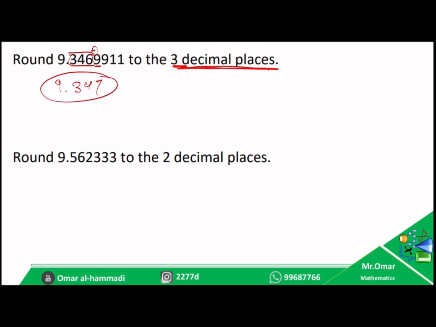Round this number to the 2 decimal places. So the first 2 decimal places, we will see the other one. This is less than 5, so we will not add 1. It will be 9.56, the same number.